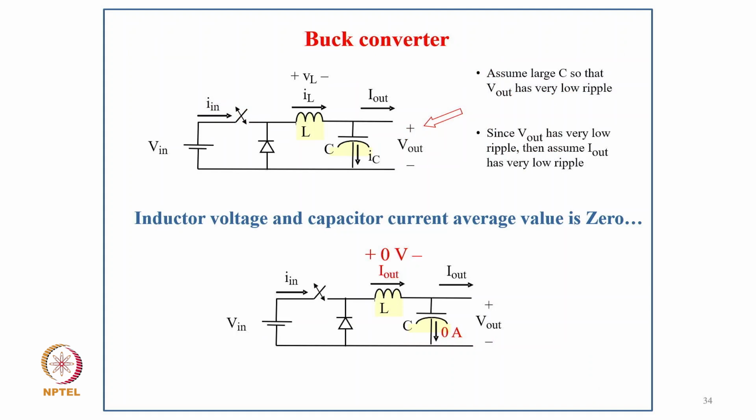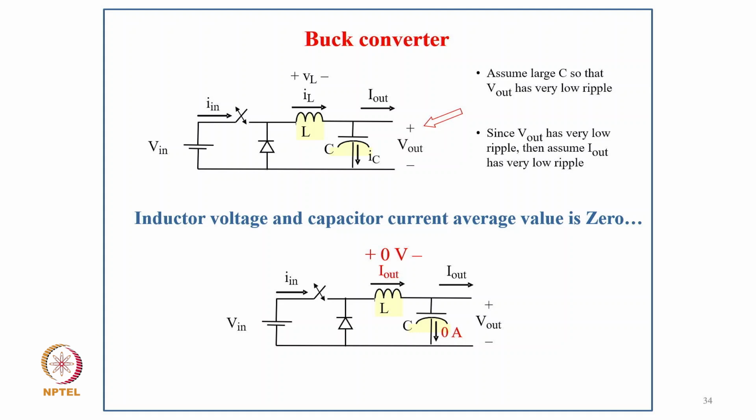So now coming to this buck converter, here we have a supply with the switch, then diode, inductor and capacitor, and the different notations are given. We consider here a large capacitor at the output, so that V output has a very low ripple, and since V out has a very low ripple, we assume I out has very low ripple. So the inductor voltage and capacitor current average value is 0.